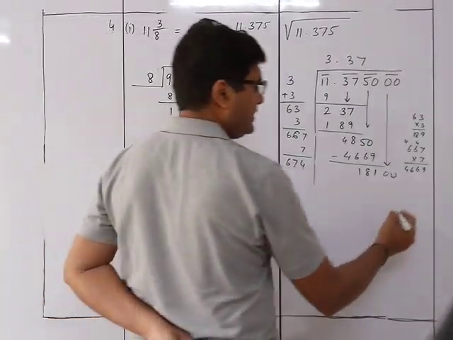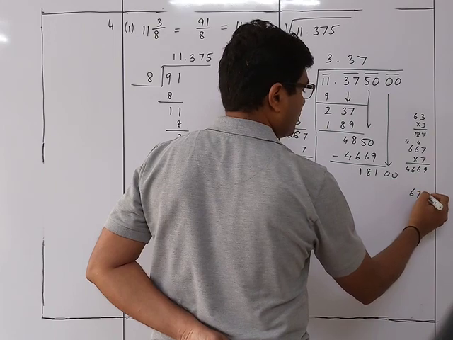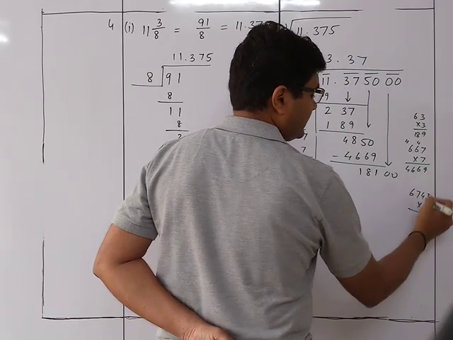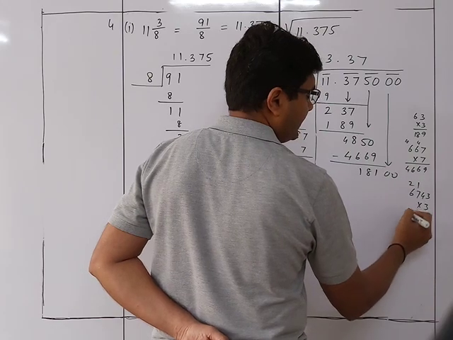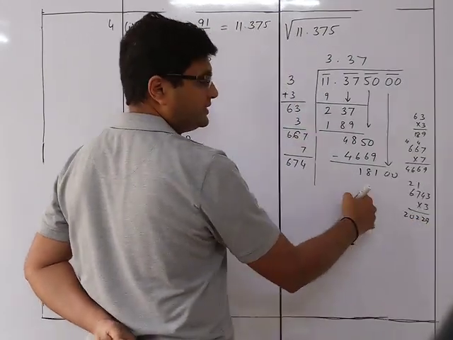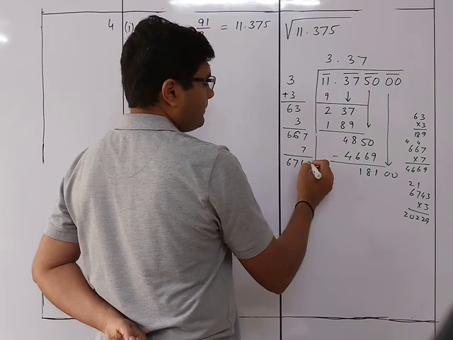So we can try with 3 only. So it is 6, 7, 4, 3 into 3. 3 3s are 9, 12, 21, 22, 18, 19, 20. So it is greater than this. So it should be 2.